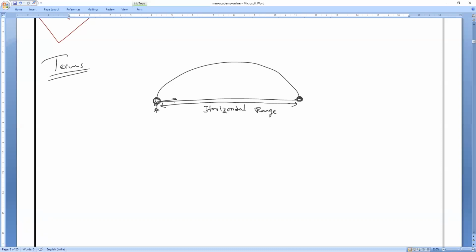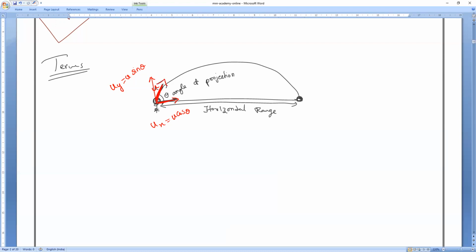Already I have told you, the body is projected with some theta with the x-axis. With the x-axis at some theta, it has been projected with an initial velocity. The theta is called what? Angle of projection. We all know the vertical component: Uy is equal to u sin theta, and Ux is equal to u cos theta. The body is projected with velocity u.